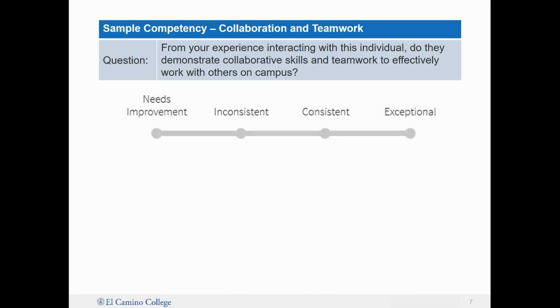There will be a rating scale that you'll click on that ranges from needs improvement to exceptional, which you will use to rate the administrator or supervisor's proficiency level in relation to the competency in question, and the proficiency level is associated with different behaviors.